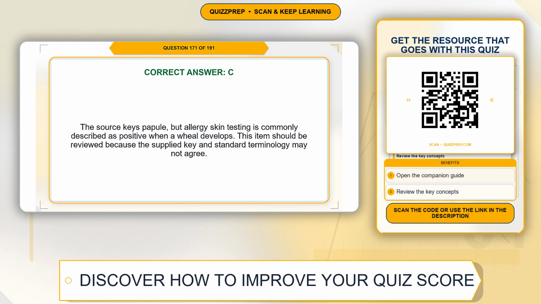Explanation. The source key's papule, but allergy skin testing is commonly described as positive when a wheal develops. This item should be reviewed because the supplied key and standard terminology may not agree.